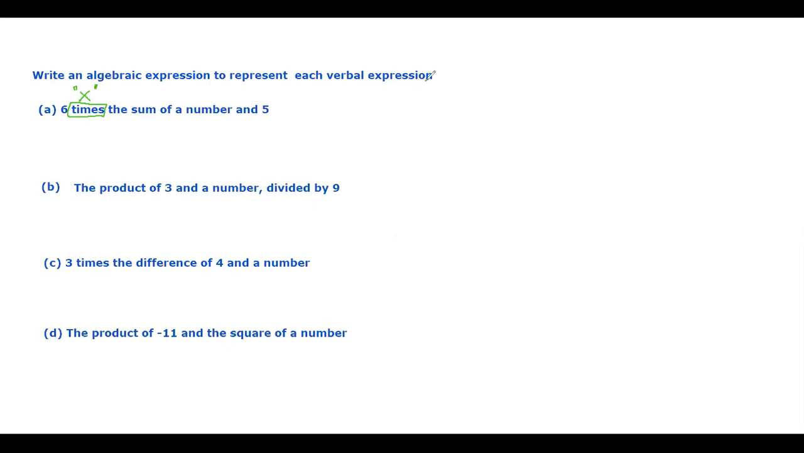The next thing we see is the sum of a number and 5. The sum, that means add. So add a number and 5. When they say a number, that means it's your variable, so you can call this variable x here. This is your x variable. The multiplication can be confusing here. You can use the times, or you can use a little dot. I don't want to confuse you. The multiplication is a little dot here.